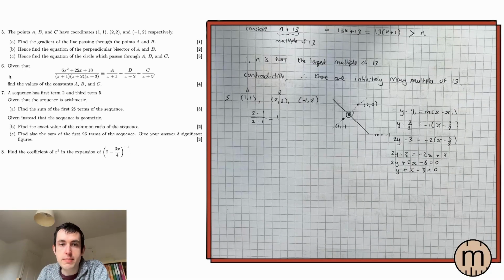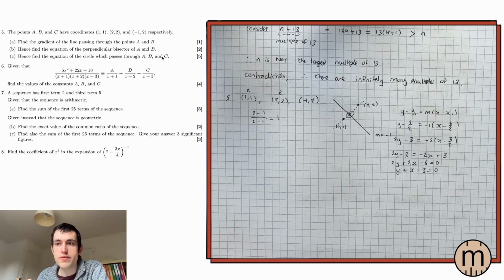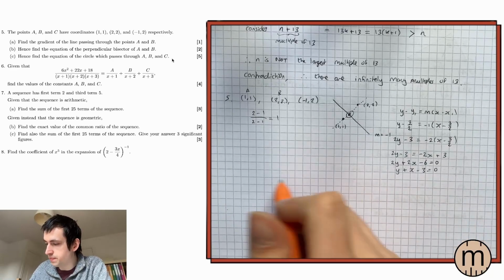Now for the interesting bit then, hence find the equation of the circle which passes through those 3 points. So I made this a bit harder. I've not said exactly what you have to do to find the circle, but I have hinted by parts A and B. Talk about the perpendicular bisector of A and B. Well, why not find the perpendicular bisector of another 2 points? And we'll see what happens when they cross over.